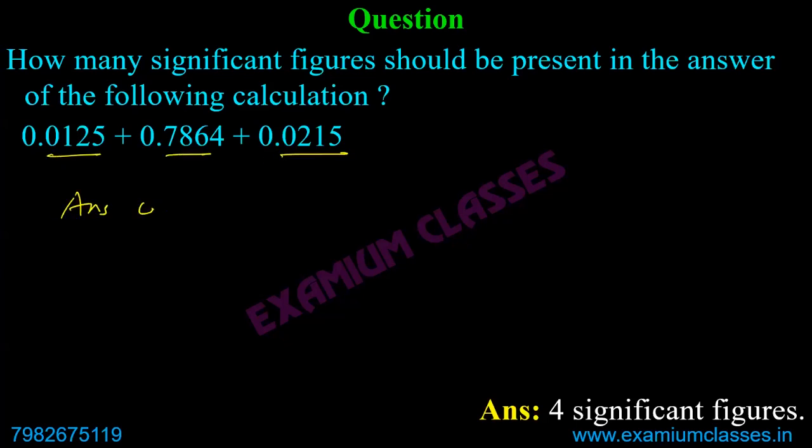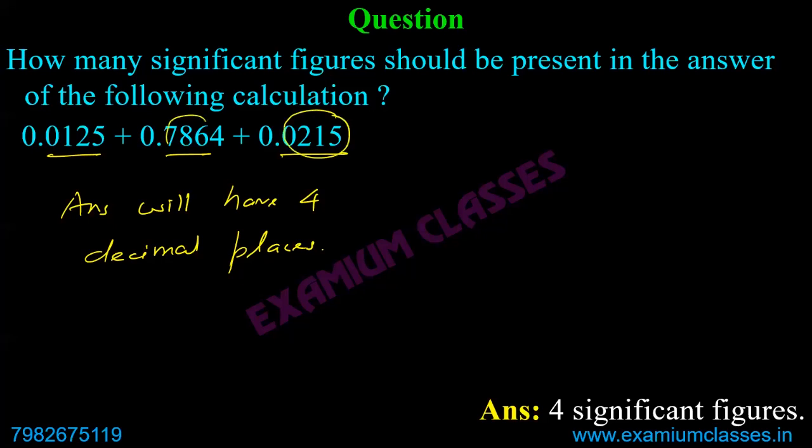So here the answer will have 4 decimal places. This is something you have to write first so that you don't make a mistake. In the answer, we will not check the significant figures. We will check the decimal places in addition and subtraction. So that's why we will have 4 decimal places, but significant figures can be different.